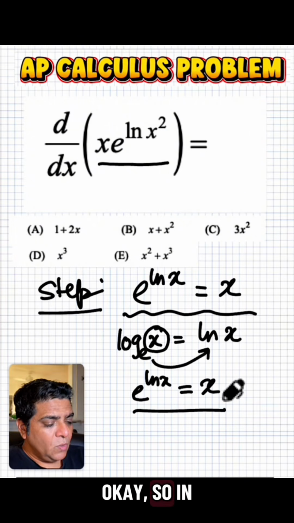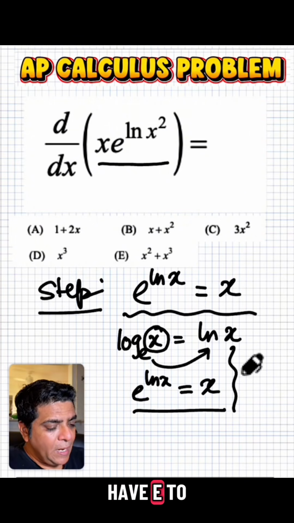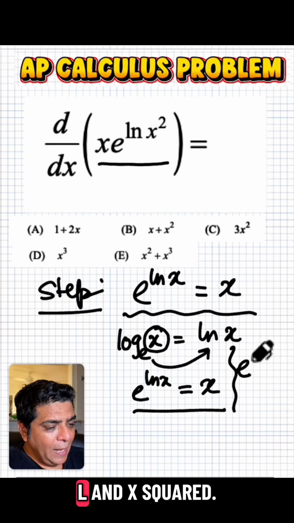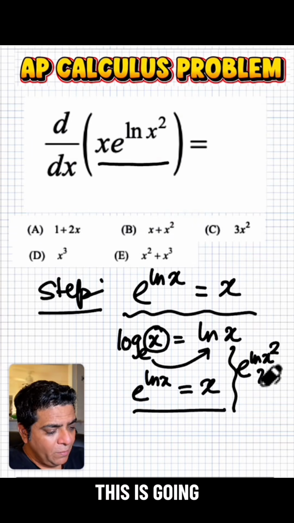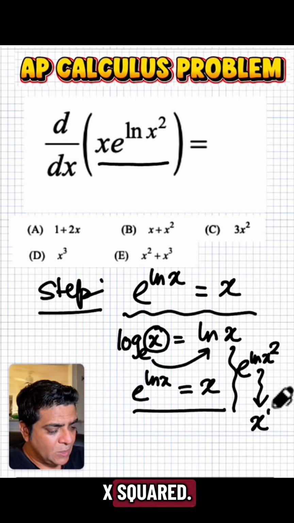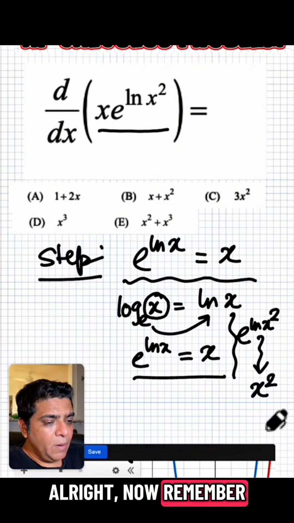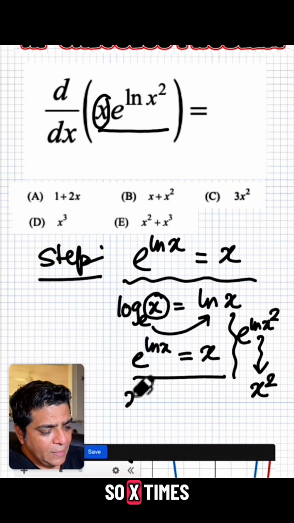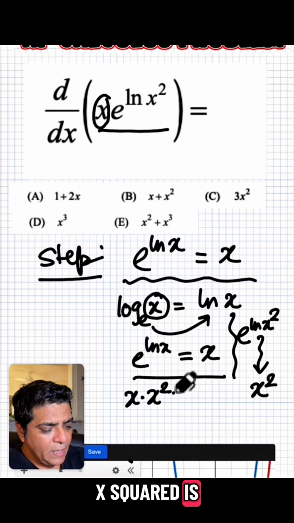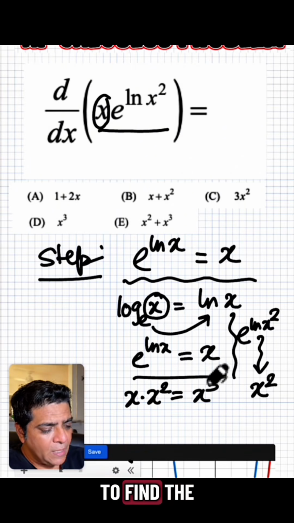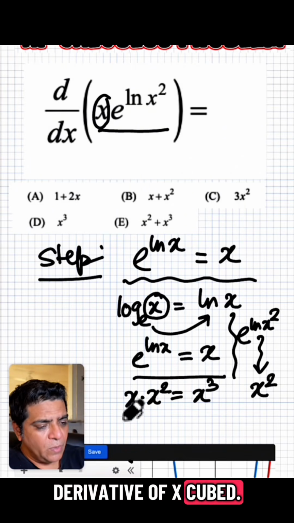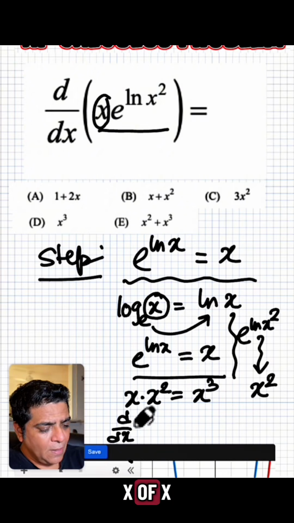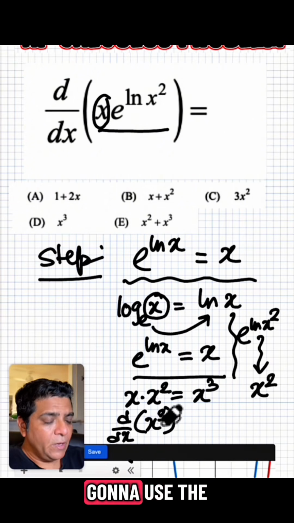Okay, so in our case, we have e to the power of ln x squared. So all of this is going to equal x squared. All right, now remember also we have an x before we find the derivative. So x times x squared is x cubed, and we need to find the derivative of x cubed. So d/dx of x cubed, and we're going to use the power rule.